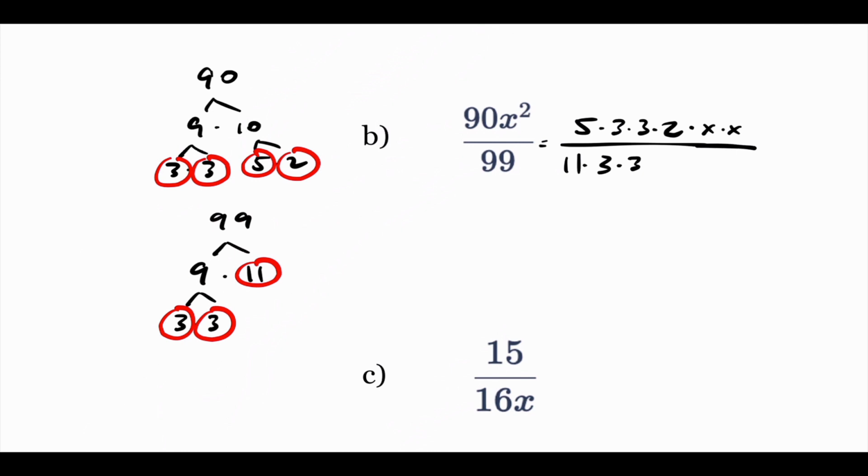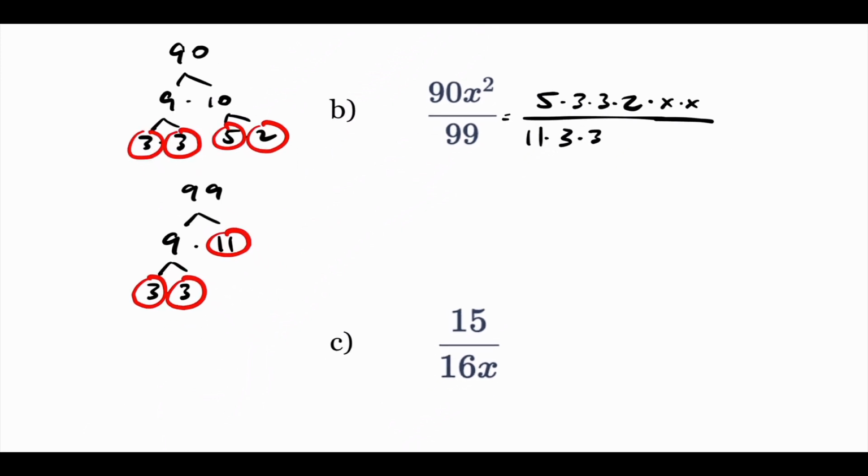Now, if you automatically saw 9 goes into both, you don't have to do all this. I just get the question a lot. I don't know what goes in. So that's why I'm doing it. I don't need to see all of that, but if you need to, do it. Okay. So now we have 10x squared over 11.